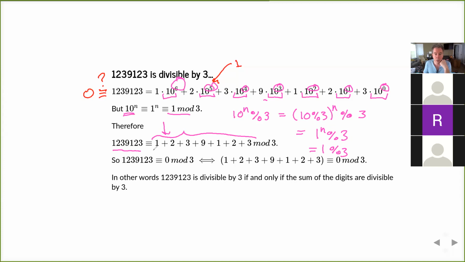So we take this expression, which is equivalent mod 3, and ask, is that expression congruent to 0 mod 3? But that's just asking, is it the case that the sum of the digits is divisible by 3? So we just proved why that rule works: any number is divisible by 3 if and only if the sum of its digits is divisible by 3. I love that fact.